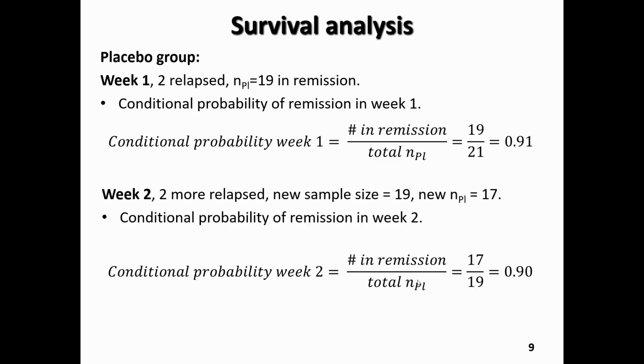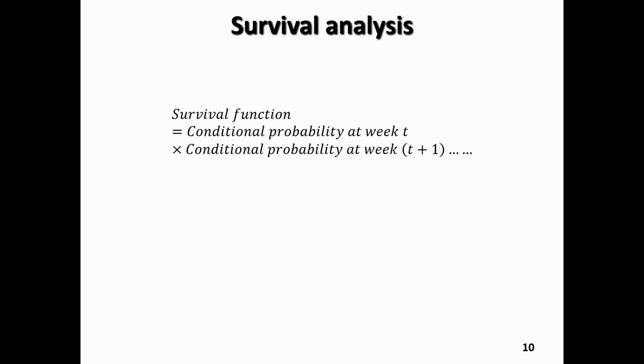So we have a new sample size because we lost the two that had experienced the event, and we bring that denominator down to 19. But in week 2, 2 more had relapsed, so that further decreases the number down to 17, giving us a conditional probability in week 2 of 0.90. So the first step in calculating the survival function is to first calculate this conditional probability.